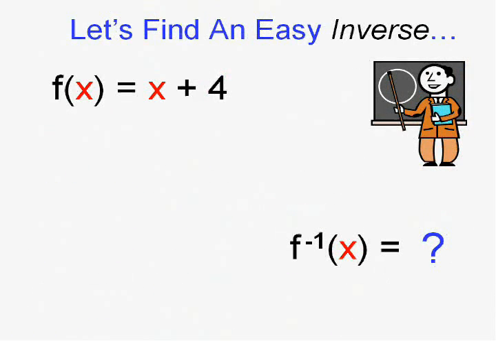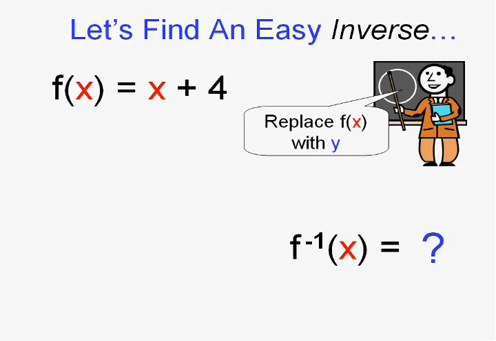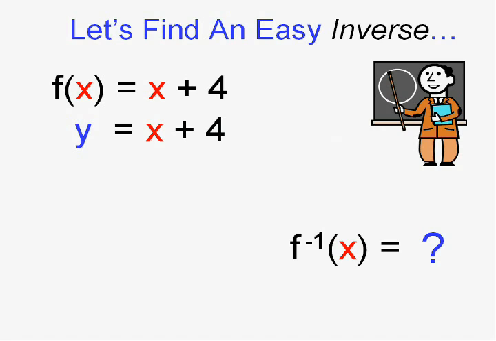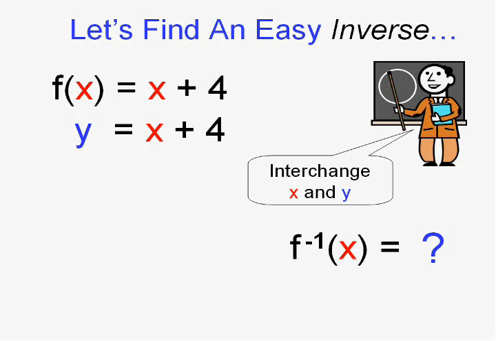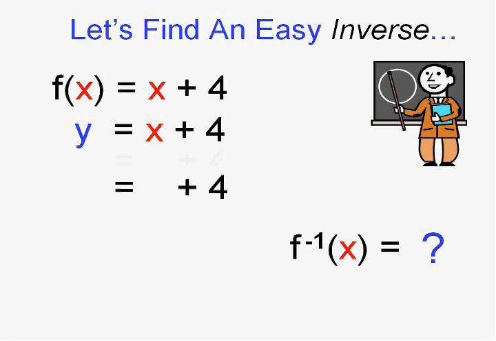Okay, well, let's try one. We're going to try and find the inverse of this function, f of x. The first thing we'll do is replace f of x with y. Okay, there you go. Second step, interchange the x and the y. So I'll write the function normally, except I'll interchange the x and y. Okay, that's the second step.